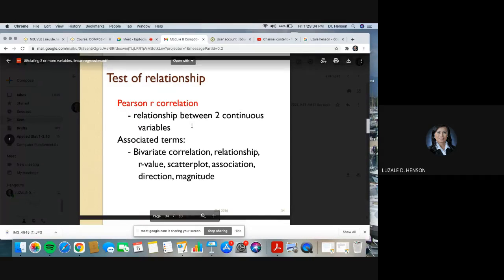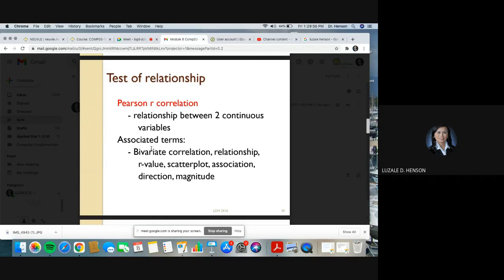Pearson r correlation tests the relationship between two continuous variables. Take note of the level of measurement: continuous variables. It's not ordinal, it's not nominal. It is either interval or ratio level.